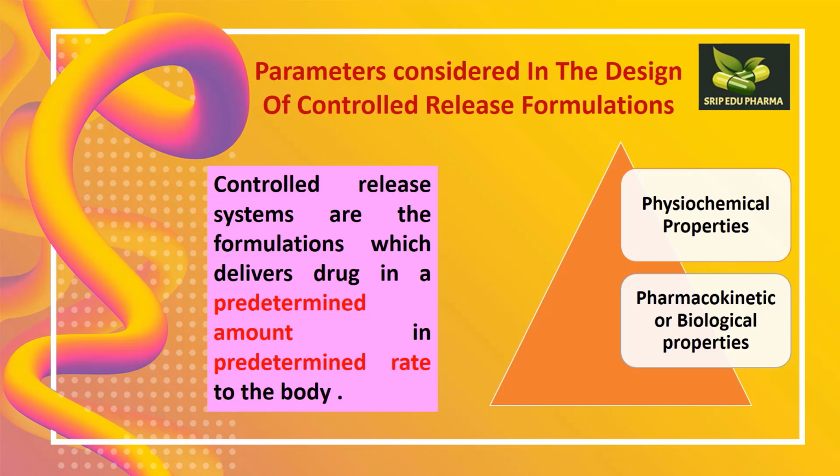Basically, here we have categorized into two categories. First is physicochemical properties. These are the properties related to the drug. And second is pharmacokinetic or biological properties, in which we see the ADME related properties or the properties related to our body. So now we'll be discussing one by one these properties.